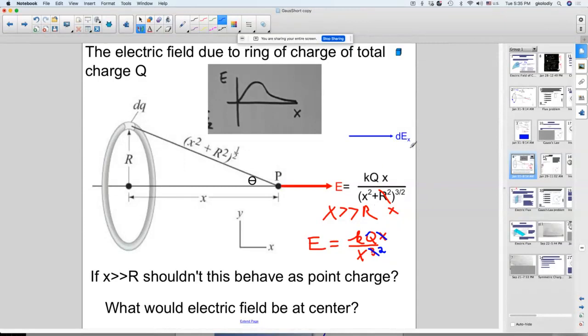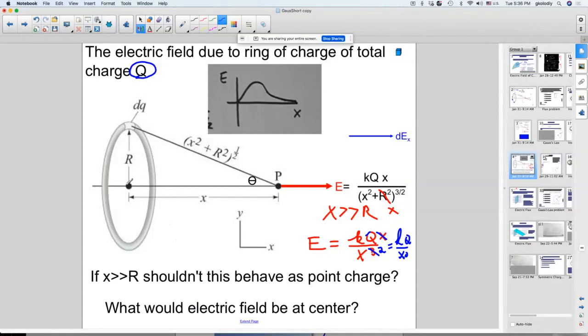So basically, looking at these, a maximum and a minimum, do you get what you expect to get? Yeah, if I go far away from this ring, I can't tell it's a ring. It looks like a point charge whose charge is q, and we know for a point charge, the field drops off as 1 over distance squared, right? So kq over x squared.